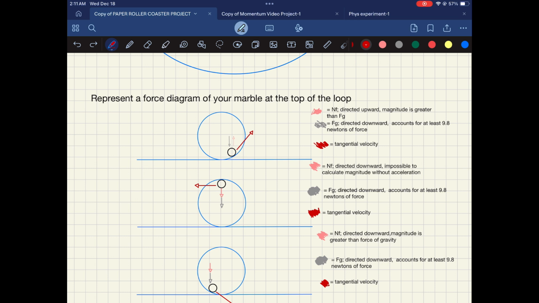This is the only instance in this graph where it is impossible to calculate the magnitude, because it's the only time in this graph that the magnitude is at least not greater than the force of gravity.